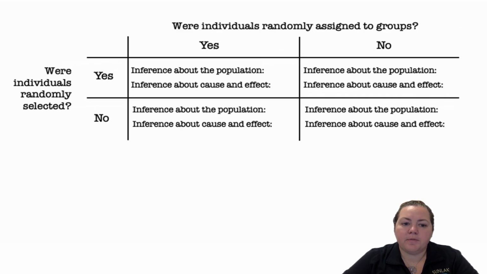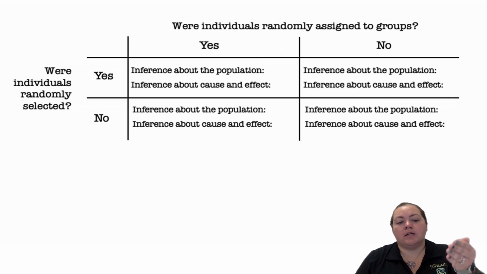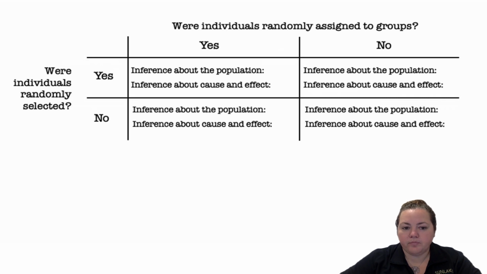All right, so here is kind of a table. When individuals are randomly assigned to groups, and when individuals are randomly selected. So we have random assignment, yes or no, random selection or random sampling, yes or no. If I have yes to both, it was randomly assigned and they were randomly selected, then I can make inferences about the population, and I can make inferences about cause and effect.